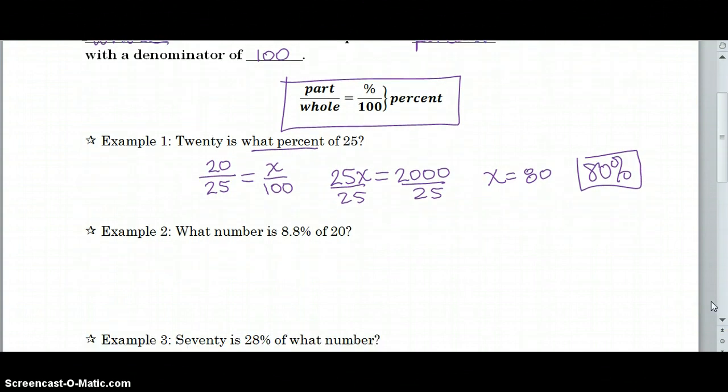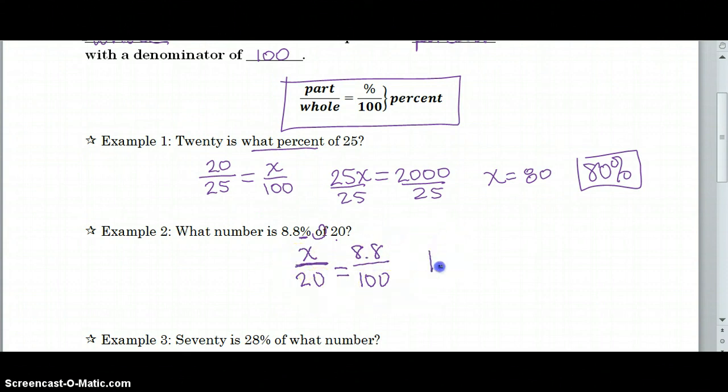Now another scenario that you'll use to set up this proportion. It says what number, there's our unknown, our variable, is 8.8%? So they gave us the percent. So I already immediately know 8.8 is going to be over 100. We're looking for what number of 20. So I don't know what part of 20 is 8.8%, so of 100. Notice how I read that, how I set it up. What number is 8.8% of 20?